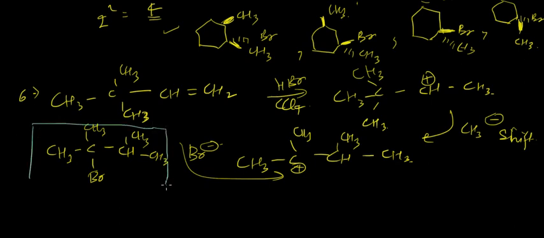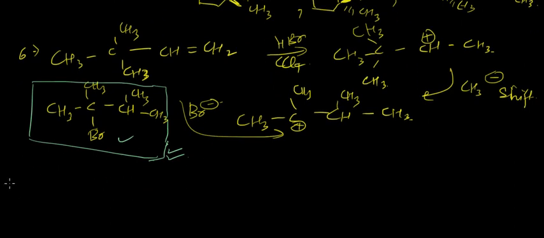And how many? You can see no chiral center is there in this compound, so this will be the only major product. No stereoisomers. Okay, let us look at the 7th example.